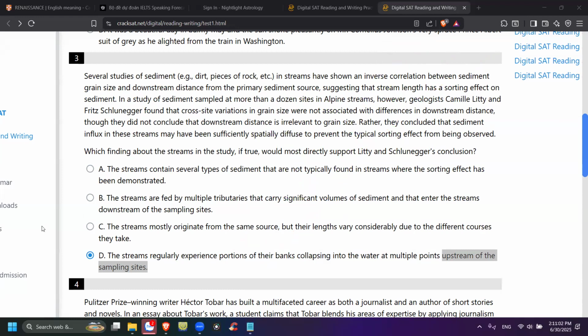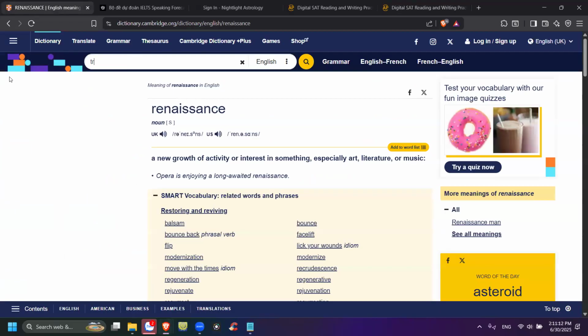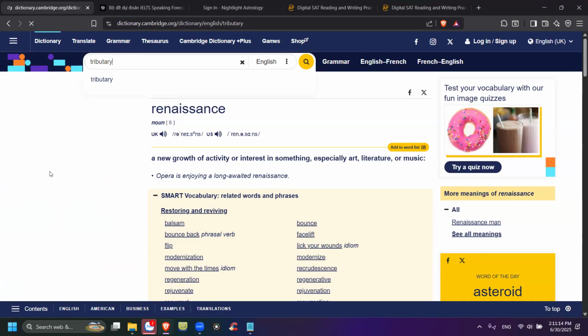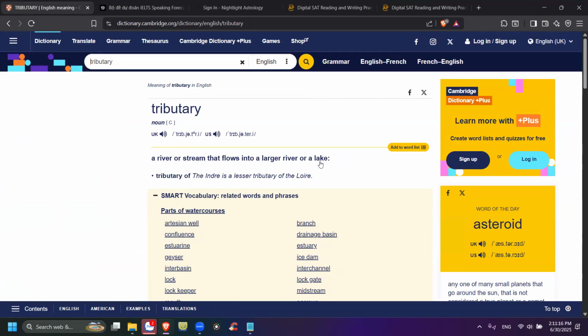But why not B? Multiple tributaries. A tributary is a river or stream that flows into a larger river or lake. Những cái dòng sông, dòng suối nó chảy vô cái dòng bự hơn nha. Dòng suối nhỏ, dòng sông nhỏ. Tributary, it comes from the word tribute. Cống vật, hiến vật, cống hiến, something like that. So a tributary contributes to a bigger stream or something like that, you know.